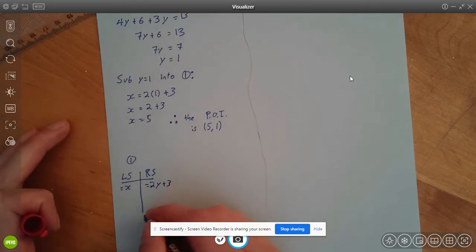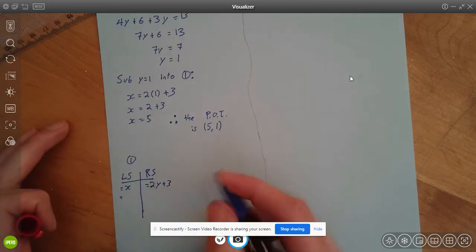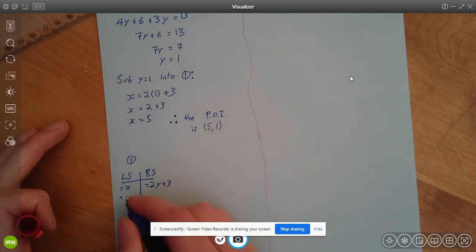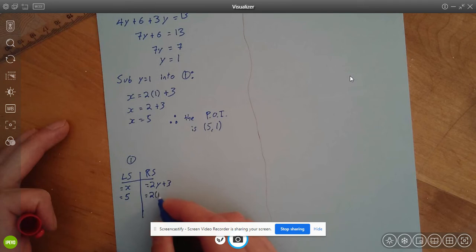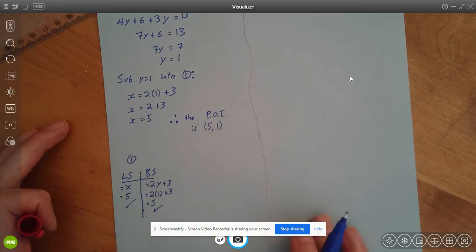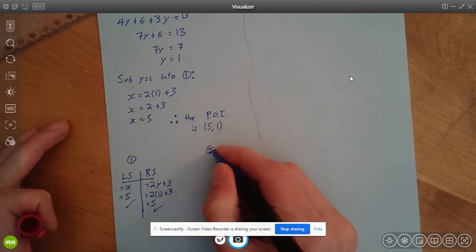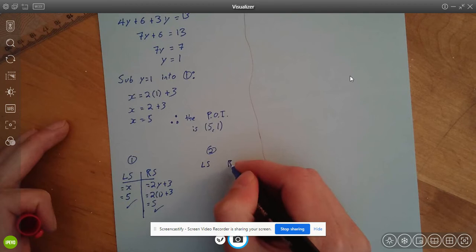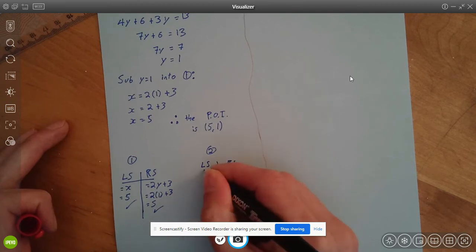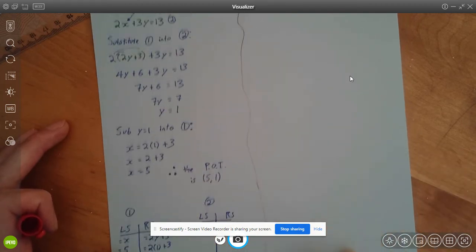So I'm going to physically separate them. I'm going to plug in, well, I think x was equal to 5. And on the right side, I think y was equal to 1. 2 times 1 is 2, plus 3 is 5. So, okay, we know the point (5, 1) is on the first line. Is it also on the second line? I need to always do a second left side, right side check because our POI is that one point that's on both lines.